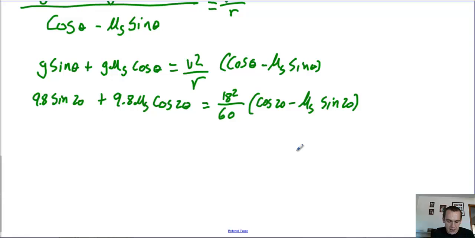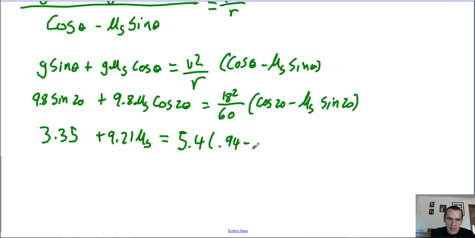So 9.8 times the sine of 20 is really just 3.35. 9.8 times the cosine of 20 is 9.21, so plus 9.21 times the coefficient of static friction equals 18 squared divided by 60 is 5.4. So this 5.4 has to be distributed to this whole parenthesis. So cosine 20 is 0.94 minus mu s, which I don't know, times the sine of 20. The sine of 20 is 0.342.